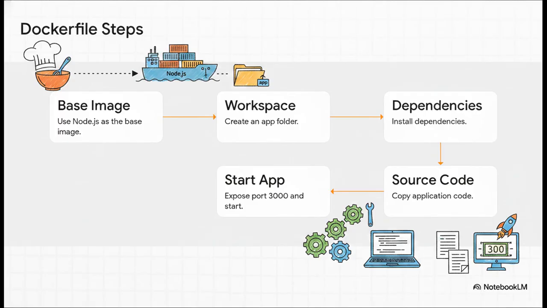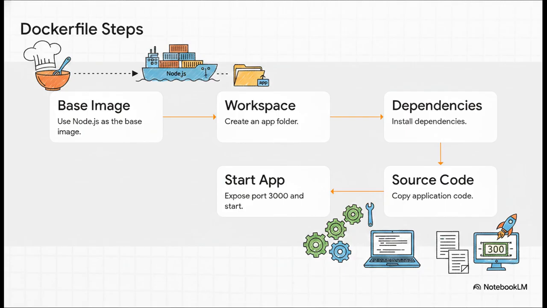Okay, so how do we actually write that recipe? Well, creating it requires a really simple flow using something called a Dockerfile. And a Dockerfile is literally just a text file. It's got step-by-step instructions that tell Docker exactly how to build your image. First, we tell it to use a base image, like Node.js. Next up, we create a working folder for our app and copy over our package files.